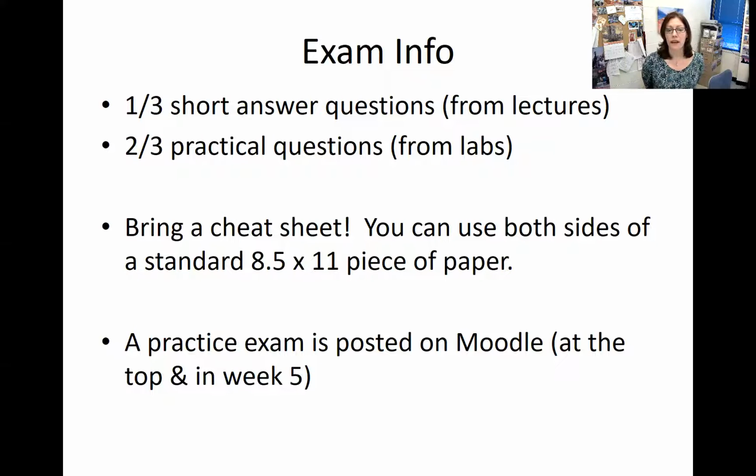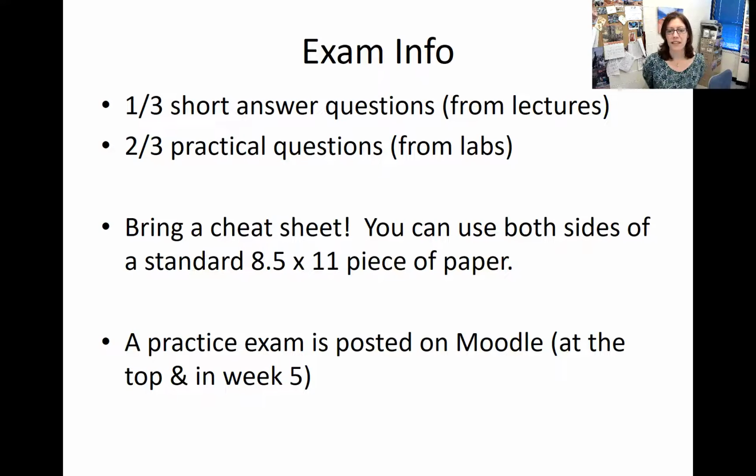You may bring a cheat sheet. I would really encourage you to put together a cheat sheet. That can be just a regular 8.5 by 11 piece of paper. You can use both sides. You can write in 6-point font if your eyesight is really good. Whatever you want to put on there is totally fine by me. So make sure you've got that or you've worked on putting that together.